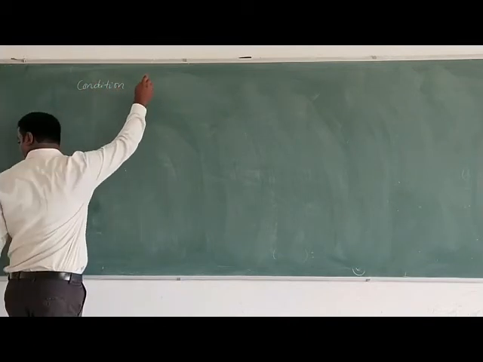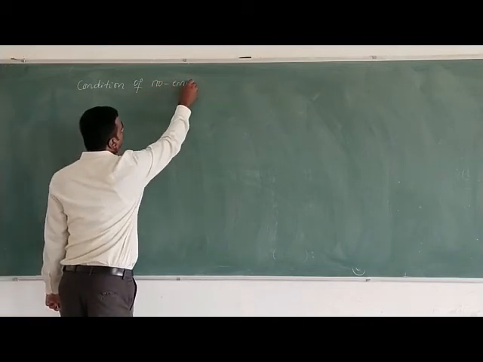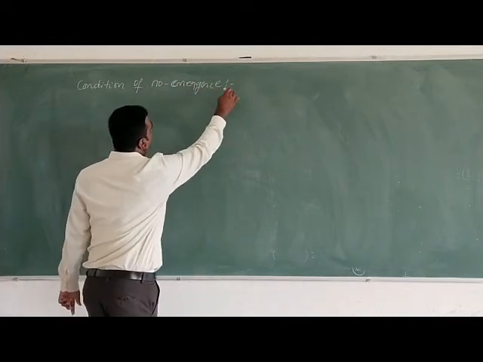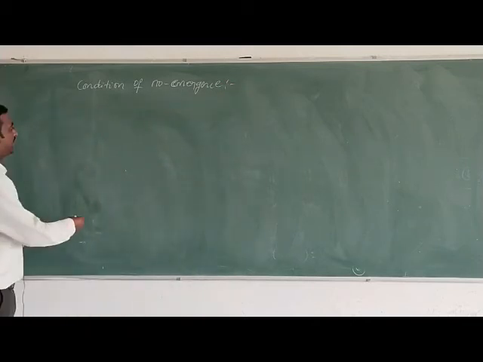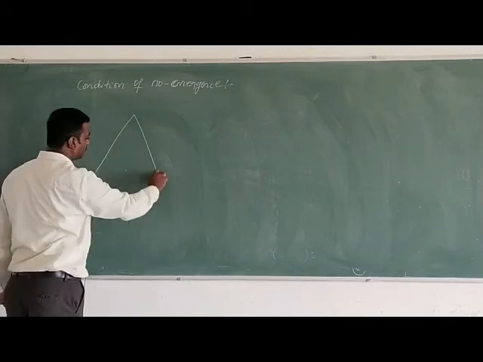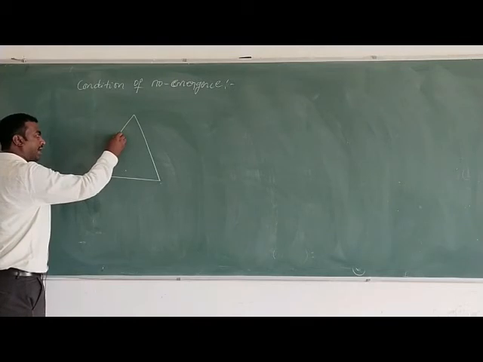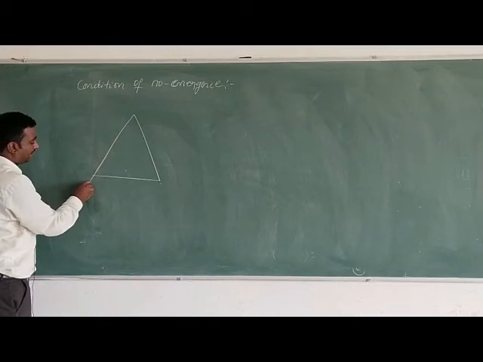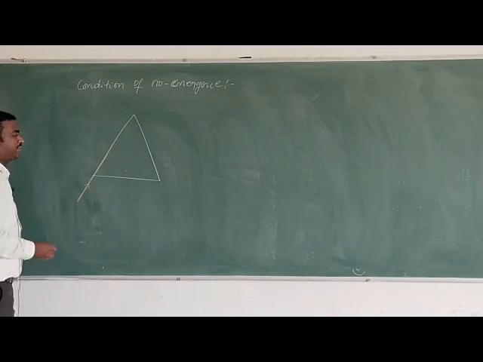Condition for no emergence. Here once again let us consider a prism. For no emergence, the light ray should not emerge. That means the incident light ray should graze the first surface.